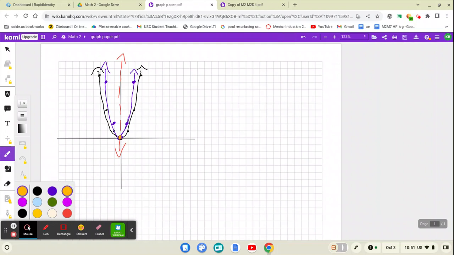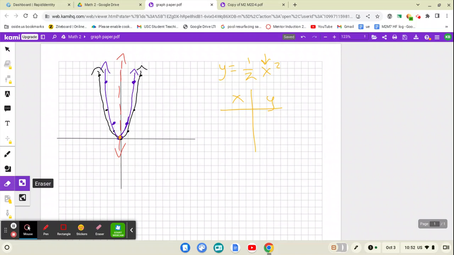So it's at 0, 0 again, but I'm going to need to make a little table, and this time I have to be a little more careful about the x values I choose. I want it to be close to the vertex, but if I pick an x value of 1, I'm going to erase that because it's not going to work out. If I drop 1 here, 1 squared is 1, times 1/2 is 1/2, and that's a fraction. I'd rather not graph a fraction.